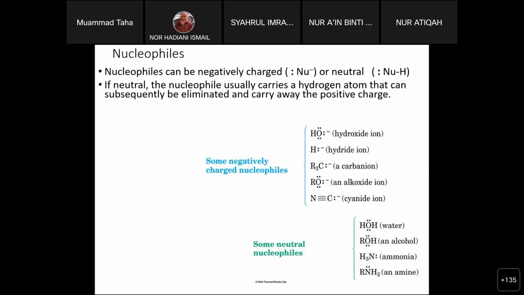The nucleophile can be negatively charged or neutral. If it is neutral, the nucleophile usually carries a hydrogen atom that can subsequently be eliminated and carry away the positive charge. These are some negative nucleophiles, and these are some neutral nucleophiles. They can react with the acyl group. These are a few examples of them. Go to the next slide.